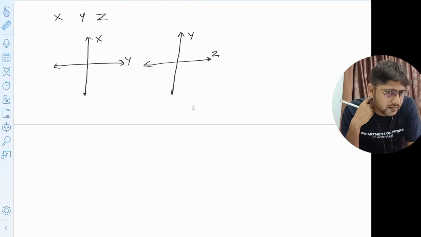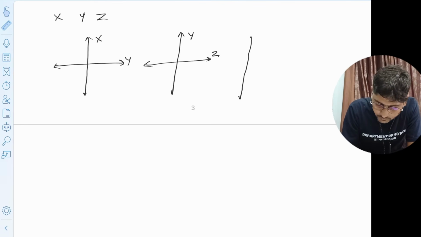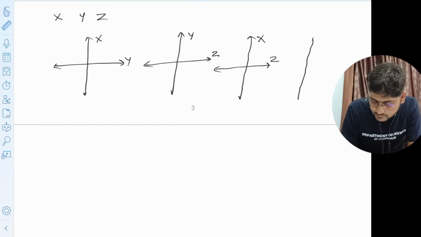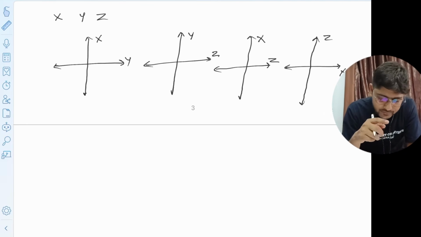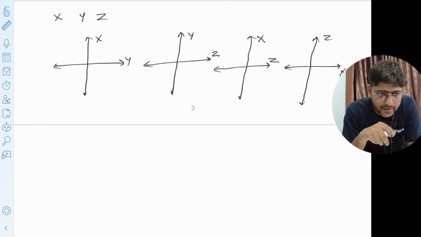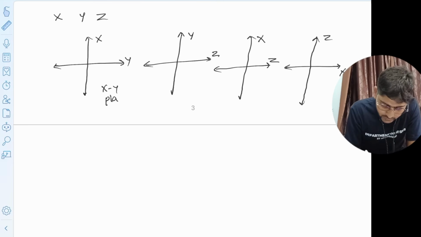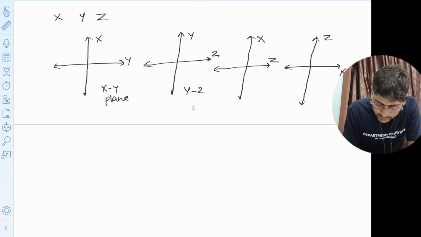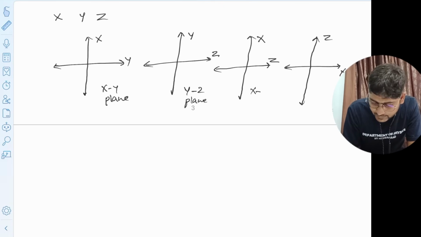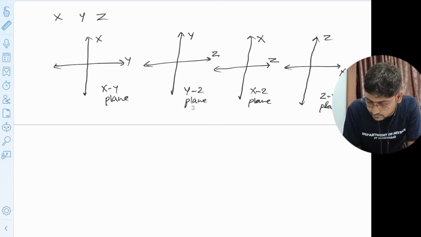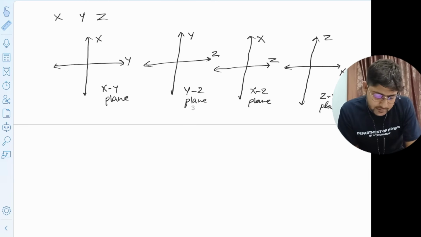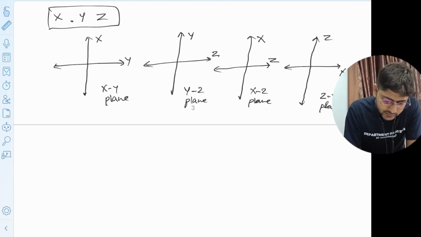Y-axis and z-axis, or x-axis and z-axis. In the same way we can make yz also. Here y and z, we can make zy. Xy is there, we can make yx also. So this is the xy plane, this is the yz plane, this is the xz plane, this is the zx plane. So with the help of the x-axis, y-axis, z-axis, we can make planes.